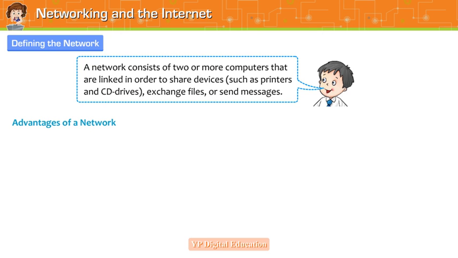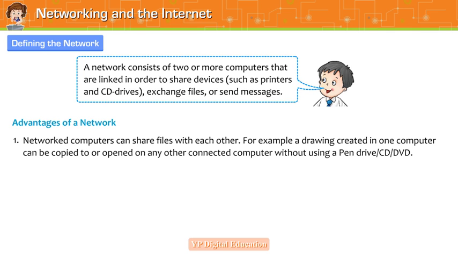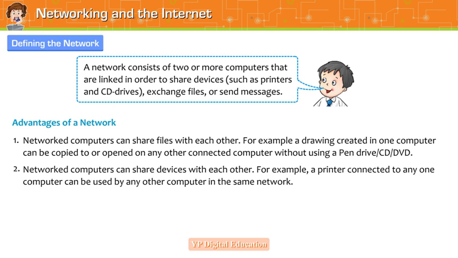Advantages of a network. 1. Networked computers can share files with each other. For example, a drawing created in one computer can be copied to or opened on any other connected computer without using a pen drive, CD or DVD. 2. Networked computers can share devices with each other. For example, a printer connected to any one computer can be used by any other computer in the same network.